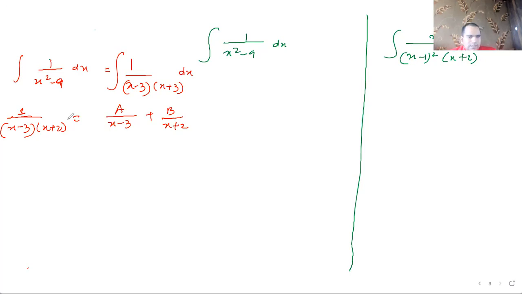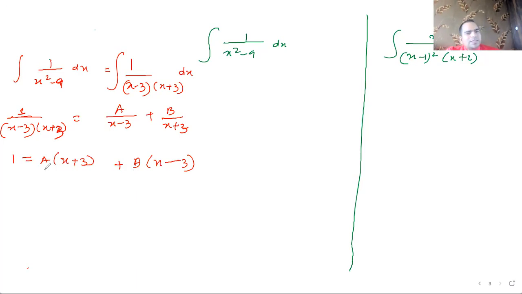Now once again you multiply by (x minus 3)(x plus 3). Now you cross multiply, so it'll be 1 equals a times (x plus 3), because x minus 3 gets cancelled, and plus b times (x minus 3).